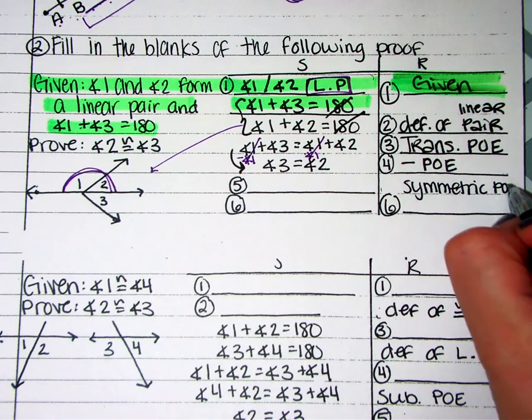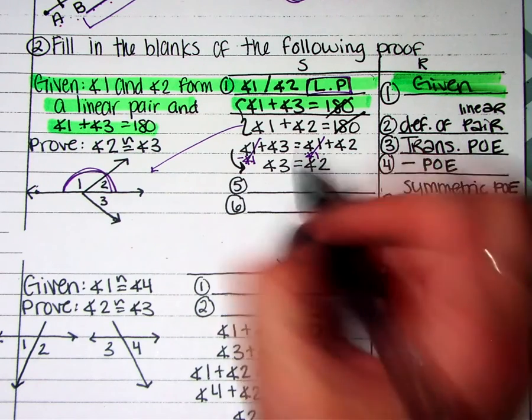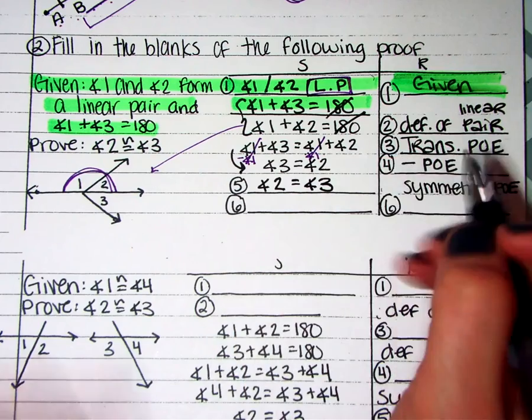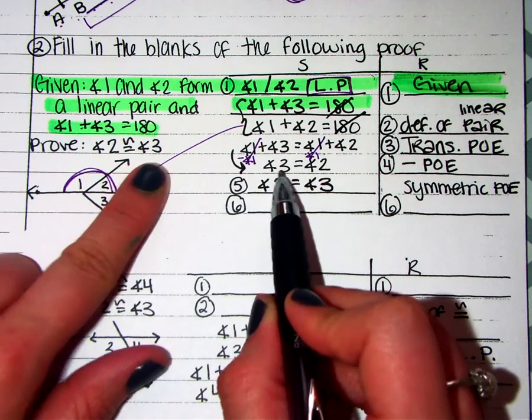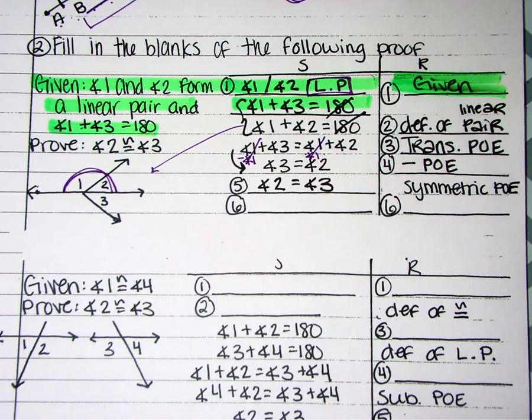Our next step wants us to use the symmetric property of equality, and symmetric is where you flip-flop. So angle 2 equals angle 3. Because remember, our goal here is to have angle 2 first, and in this problem, angle 3 was first. So the symmetric property flips it.